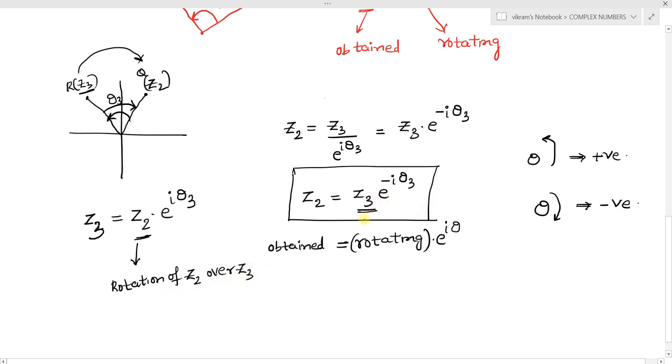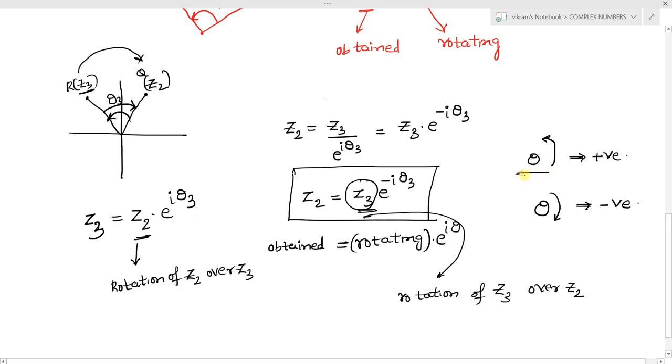This one can also be written as rotation of Z3 over Z2. To obtain Z2, we are rotating Z3. When theta is positive, it means we are rotating in the anti-clockwise direction.